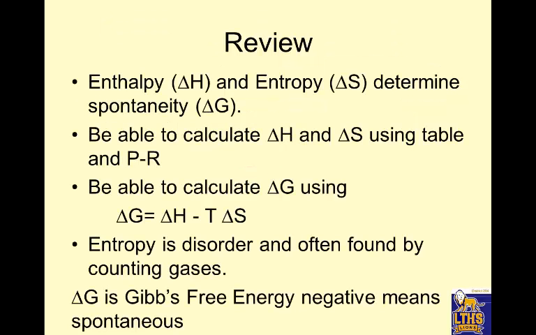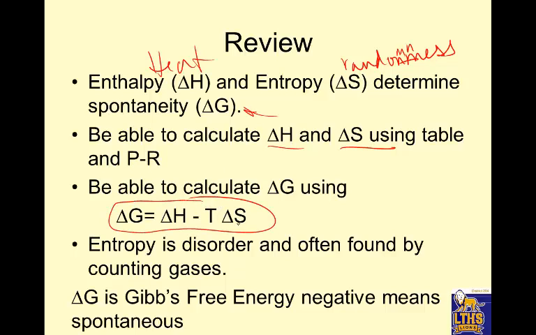To review, enthalpy is heat, delta H. Entropy is disorder or randomness, delta S. They help us determine whether the reaction is spontaneous. We have to calculate H and S. Remember to do products minus reactants in tables. Then we can calculate G if we know either of those and the temperature. Entropy is disorder and often found by counting gas particles. We'll practice that. And Gibbs free energy being negative means you have a spontaneous reaction.